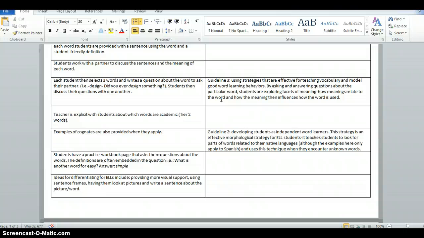So, kind of related to Guideline 3, but a little more explicit. One of those is asking and answering questions about words, because it exposes students to facets of meaning. So, what a word means and how meanings relate to a word, and how that influences how the word is used in context. Rather than simply having the students write a sentence using the word design, they write a question, and then they get to discuss the answer to that question. So it helps build their conceptual knowledge about the word design.